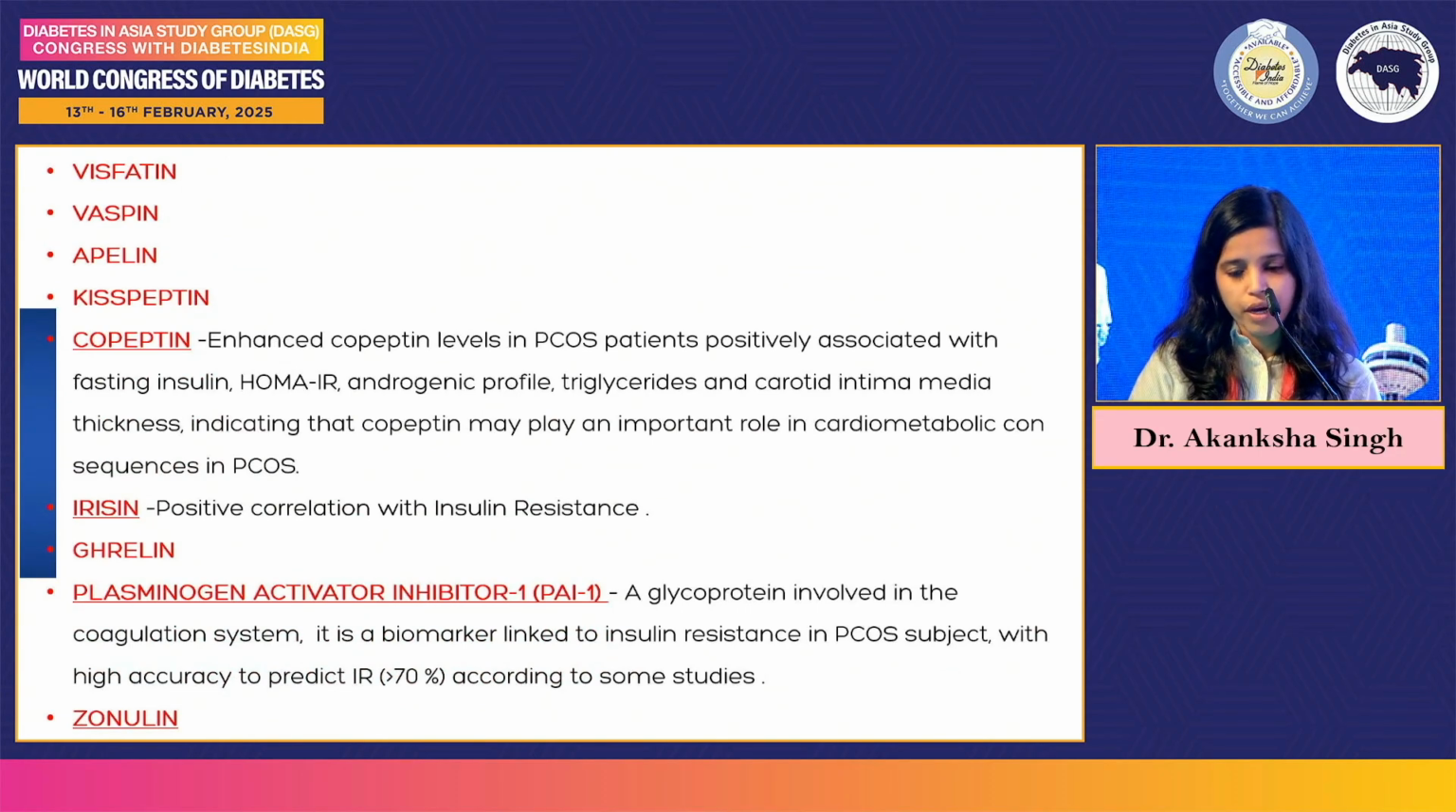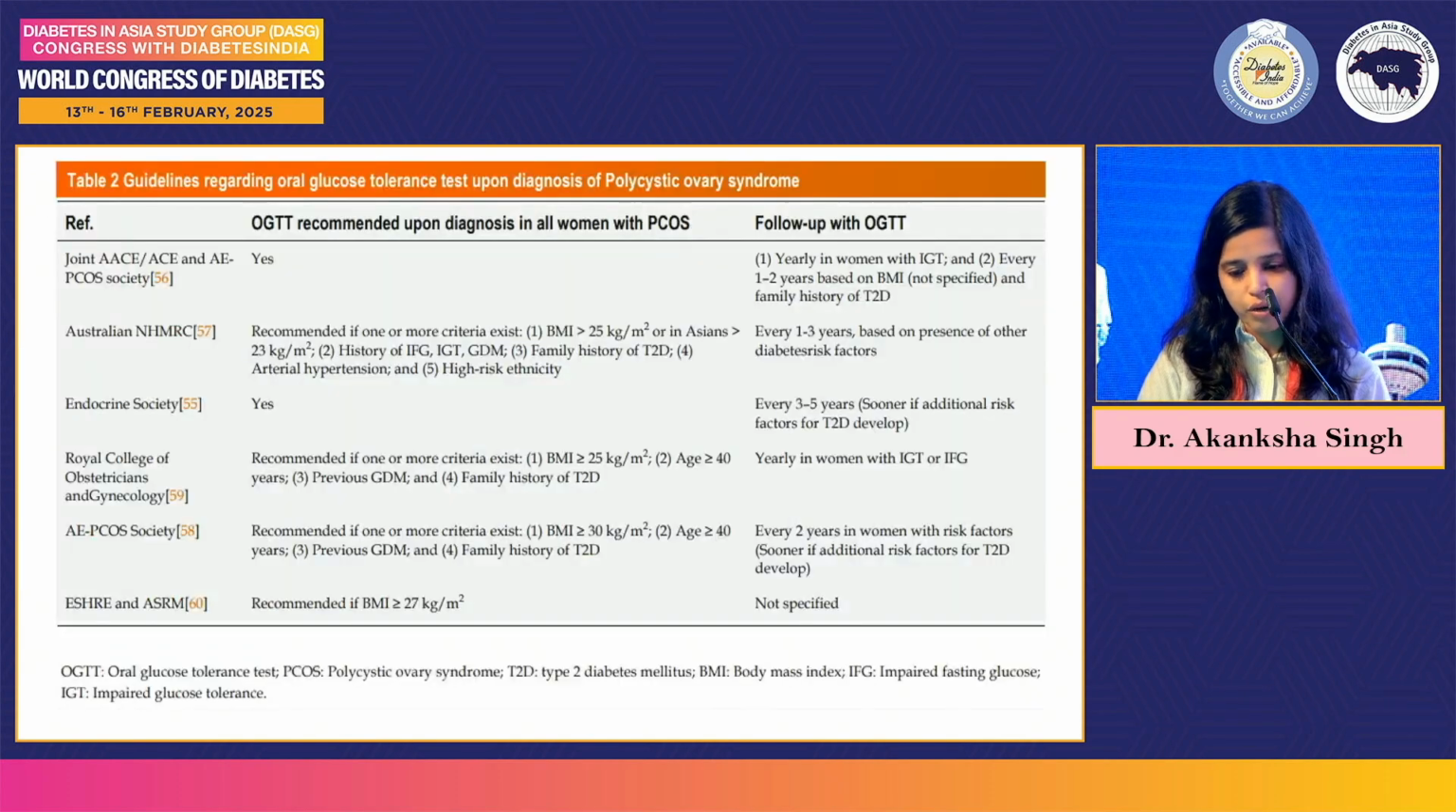Some of the other biomarkers which can be used are visfatin, vaspin, apelin, copeptin, irisin, plasminogen activator inhibitor 1, that is PAI-1, and zonulin. They are still in the study phase, not approved as insulin biomarkers.